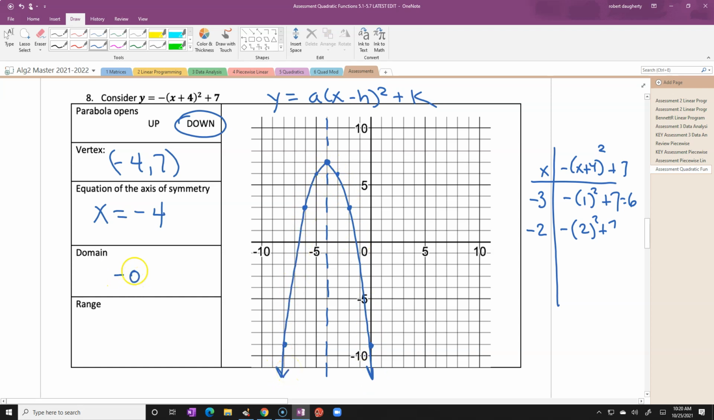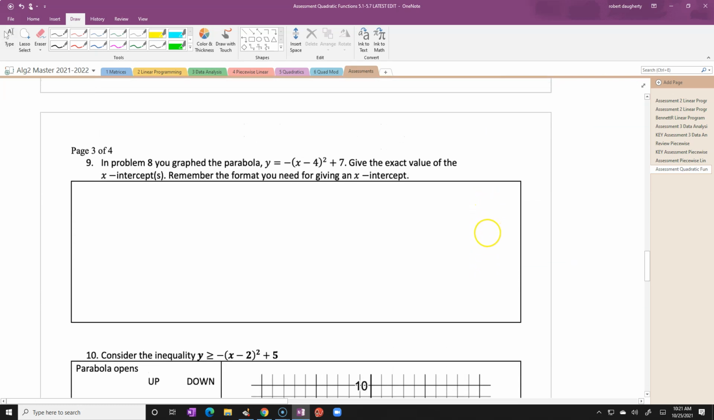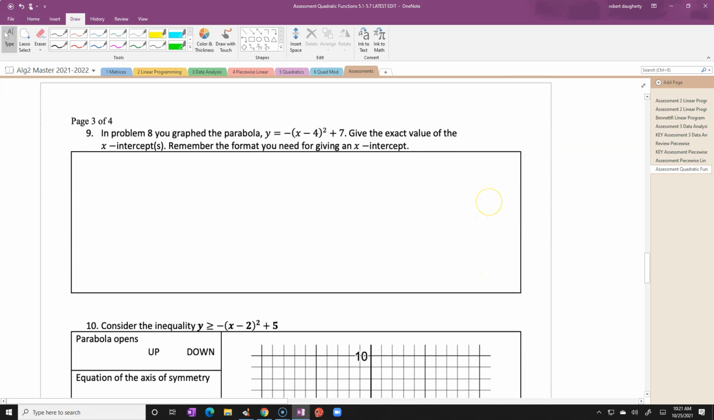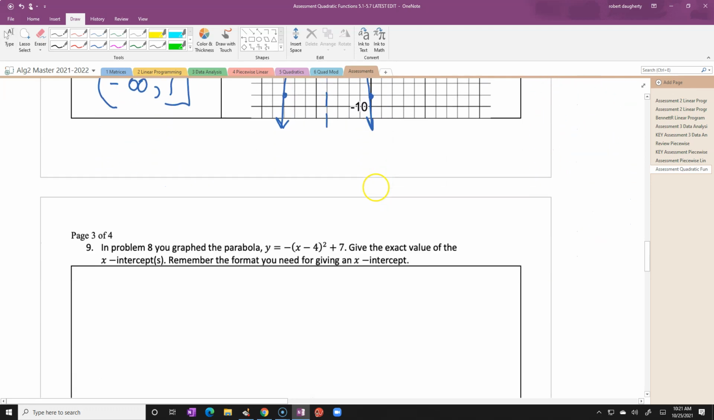Domain is -infinity to infinity. The range is from -infinity all the way up to the y-coordinate in that vertex, which is a 7. Now it said in problem 8, we graph the parabola, give the exact value of the x-intercepts. And I think, is that correct? No, there's a typo there.